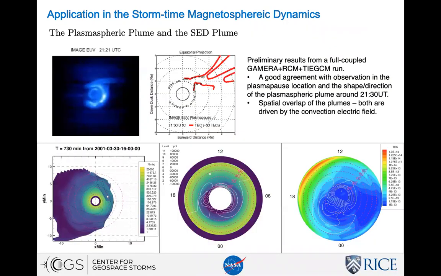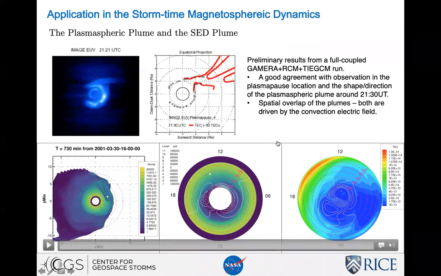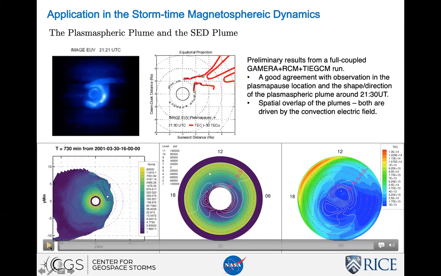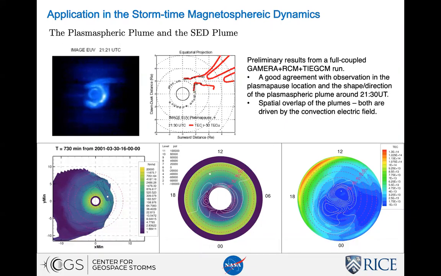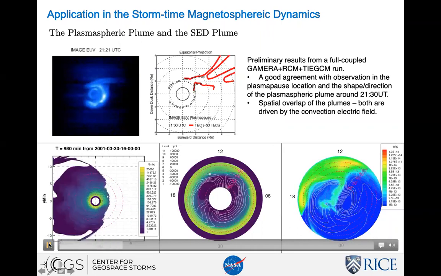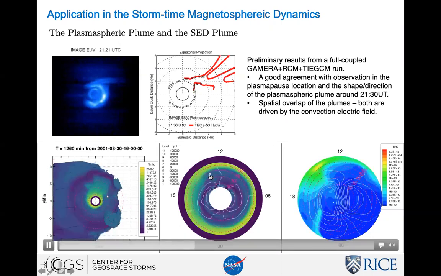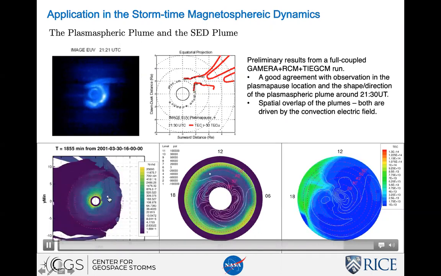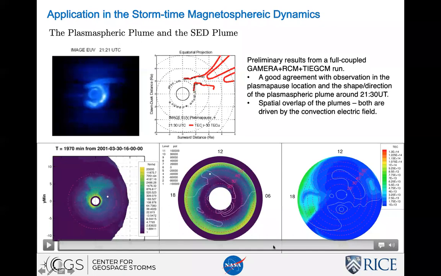Although we don't have a direct mass conjunction between the two regions right now, it is still interesting to see the evolution of storm time plumes in response to the ionospheric electric field. Here is a Gamera RCM TIE-GCM ROM, which is a fully coupled mini-MAGE. Please see the white dot here, where these two dots mean they are mapped by the field line.